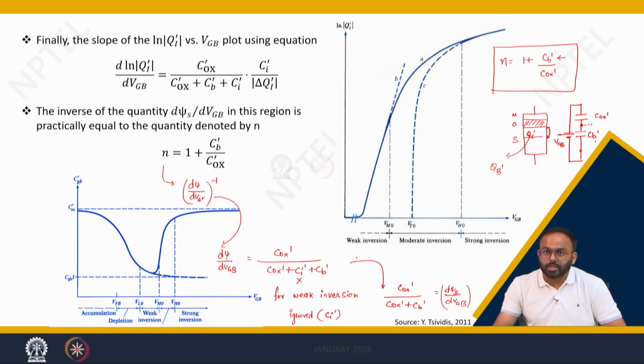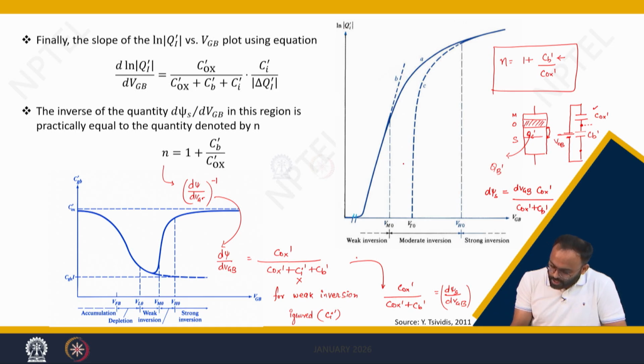It means it will come across Cb dash. So if I am interested in the change in surface potential, you can simply use a potential balance equation, or you can simply use a voltage divider equation. Voltage divider in capacitor means dVGB into Cox dash divided by Cox dash plus Cb dash. So ultimately you will get the same equation that we derived from our basic potential balance equation: delta psi by delta VGB is equal to Cox dash divided by Cox dash plus Cb dash.